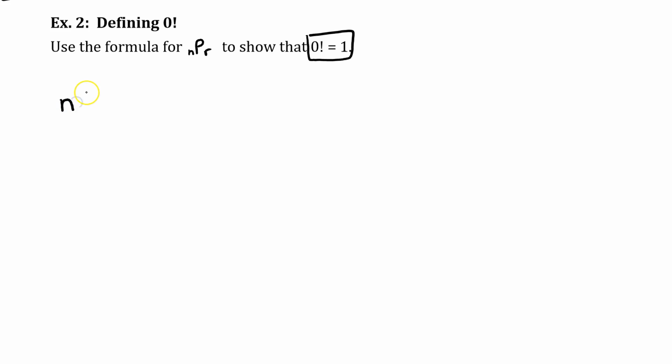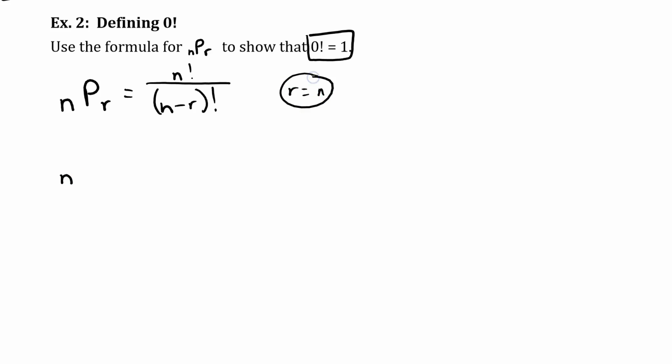We know that the definition here for n pick r is n factorial over n minus r factorial. But what happens if you pick the same amount of objects that are available to you? So say r equals n. So it means that you have 6 objects available to you and you pick 6 of them. So we go nPn, which is n factorial over n minus n factorial, which is n factorial over 0 factorial.